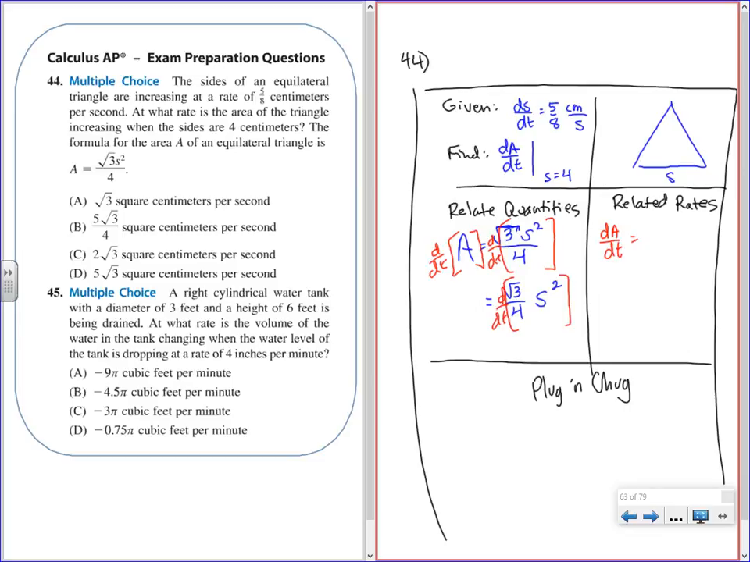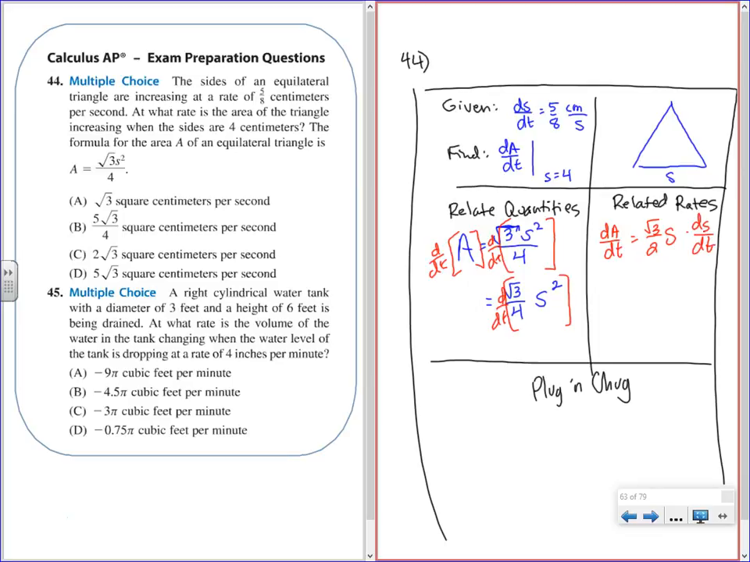Do I need quotient rule? No, all I need is power rule, right? Pop down the 2. 2 over 4 becomes 1 over 2. Square root of 3 over 2. I have an s, and since this s doesn't match the t, what else do I need? ds/dt. Sweet.